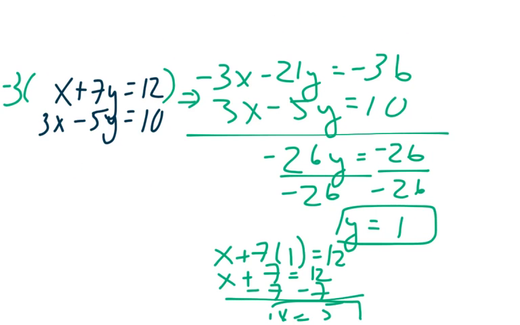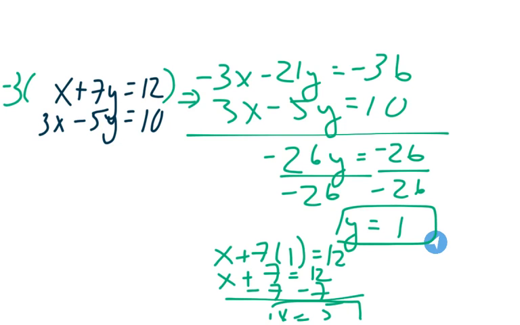Okay? Second one, I decided to eliminate the x's because that was the easier one, and all I had to do was multiply the top equation by negative 3. You do not have to do it that way. So that gave me negative 3x minus 21y equals negative 36. I did not alter the bottom equation. The x's cancel out. They are eliminated. Negative 21 plus negative 5 is negative 26. And then negative 36 plus 10 is also negative 26, which means that y is equal to 1.